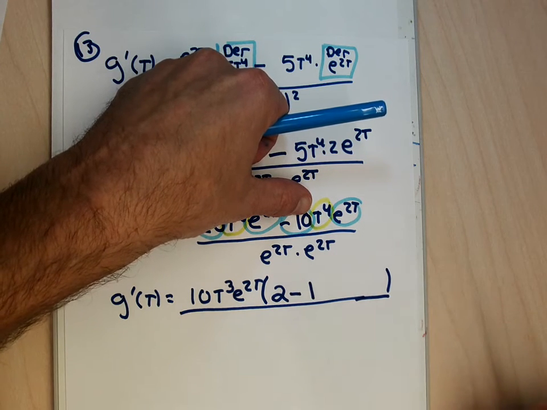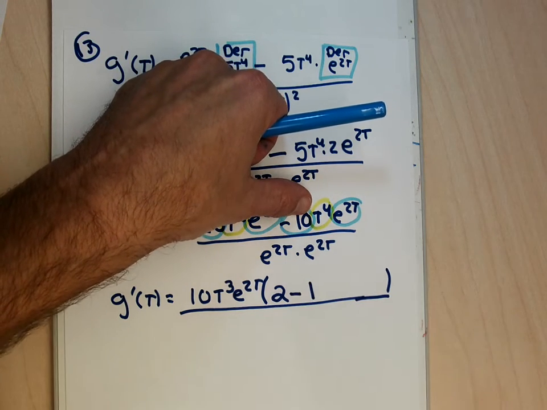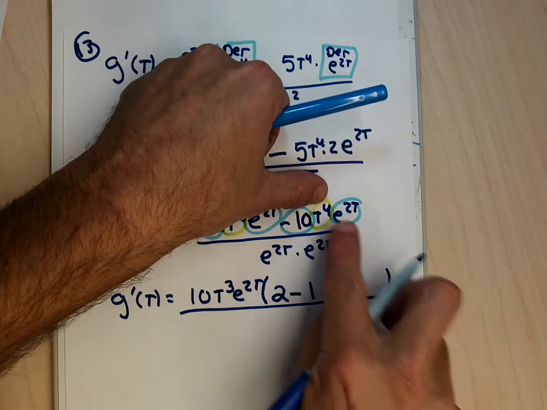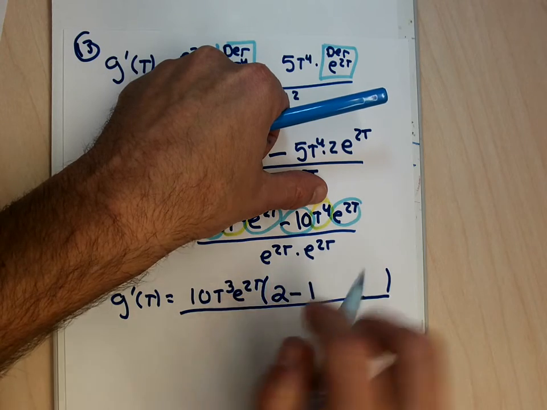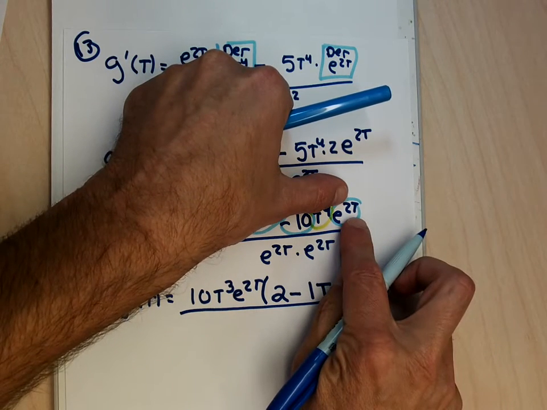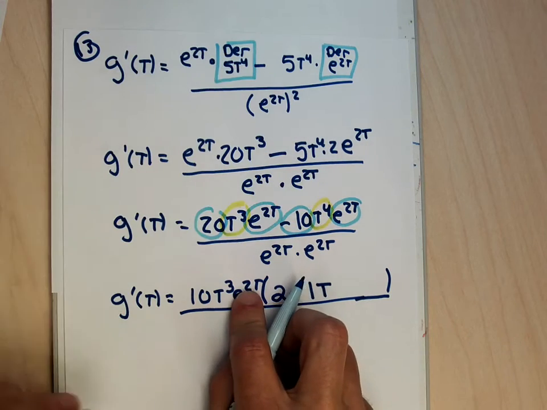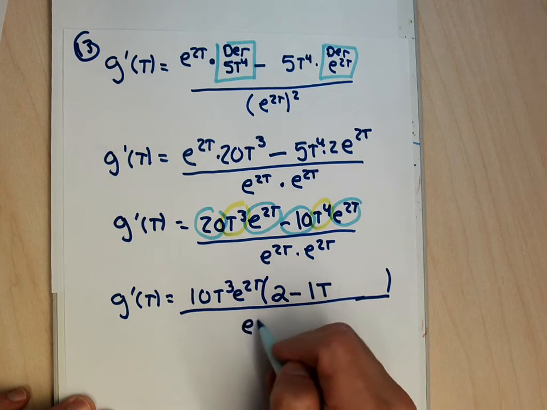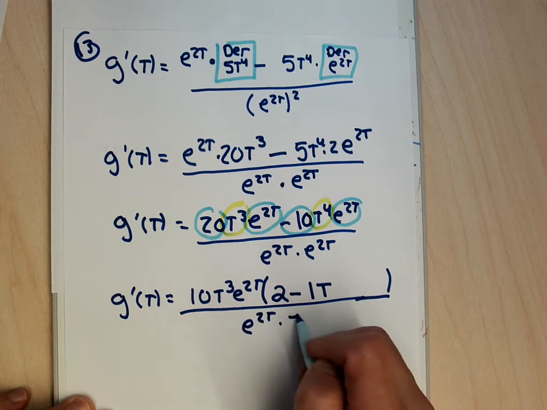I don't need to really write that 1 if there's going to be something else left afterwards, and there is going to be. The second piece had 4 t's. I factored out 3 t's. It's going to be left with 1 t. Second piece had an e to the 2t, and I factored it out. So what's left inside the parentheses is just 2 minus t when I factor out that common factor.